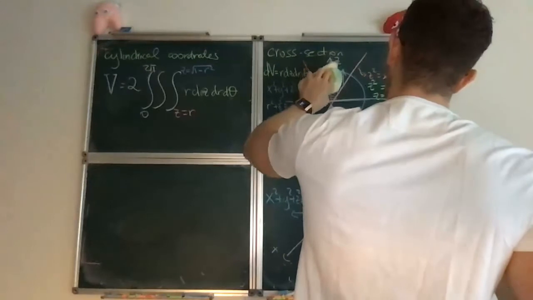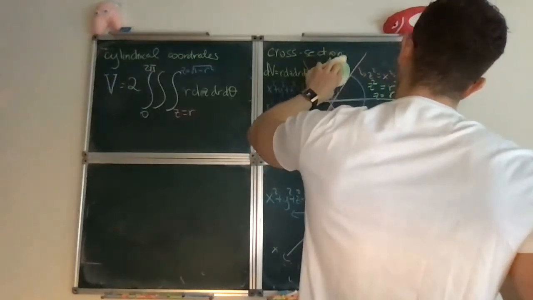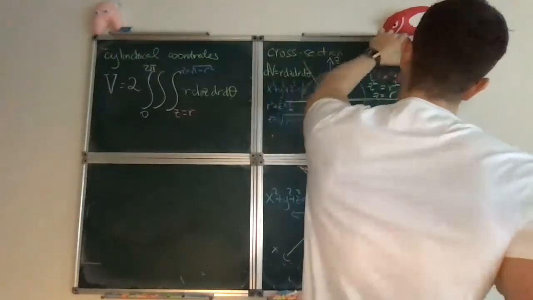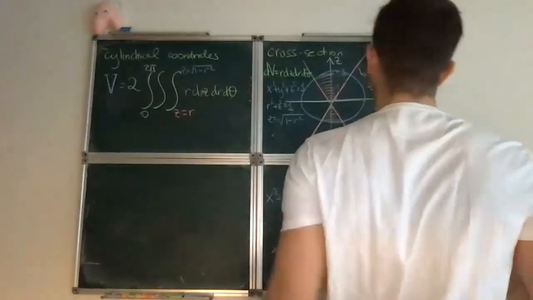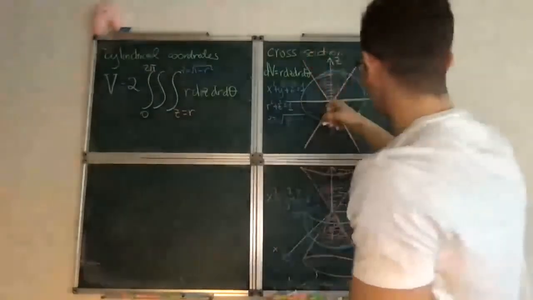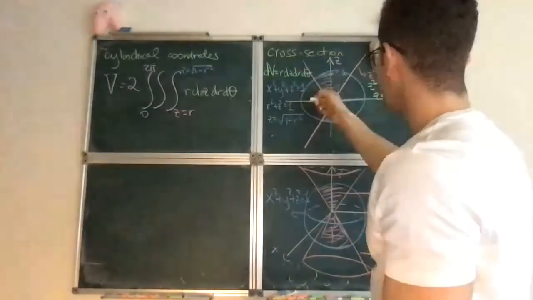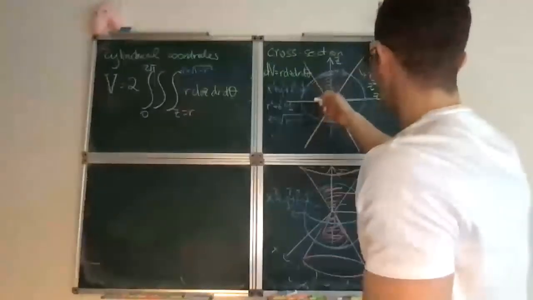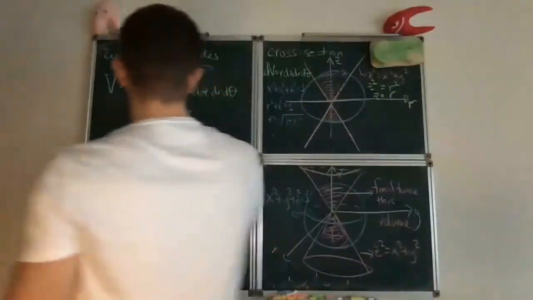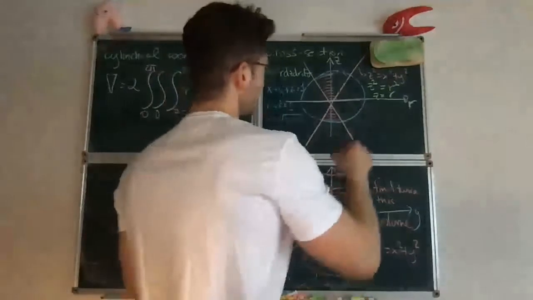What's the smallest value that R can take in this region? Well, we're including the z-axis, which has distance 0. So R can be 0. But then what's the largest value of R?